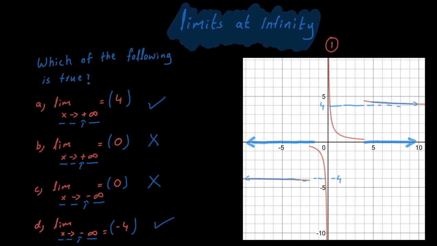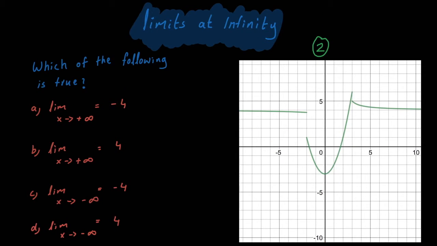Let's look at one more question. Which of the following is true? A, limit as x is approaching a very large number from the positive side, is the value reaching -4? Let's see. We can see from the graph that as x is reaching a greater and greater number from the positive side, y is approaching 4. So it is approaching +4 and not -4. So this is not true.